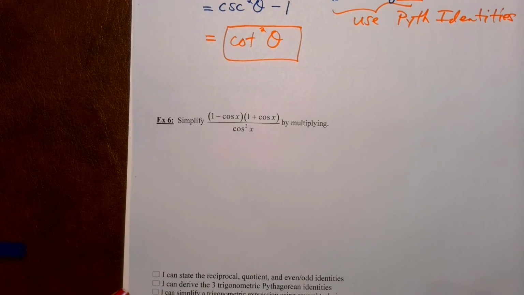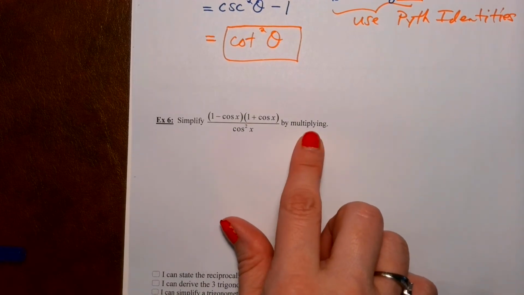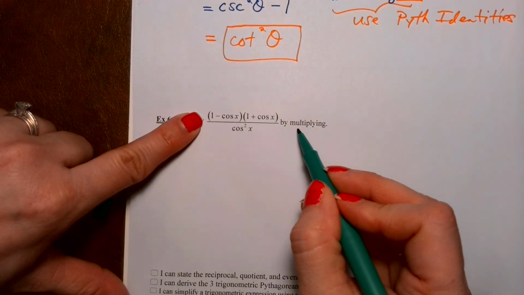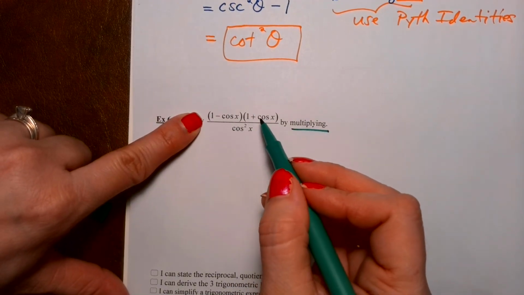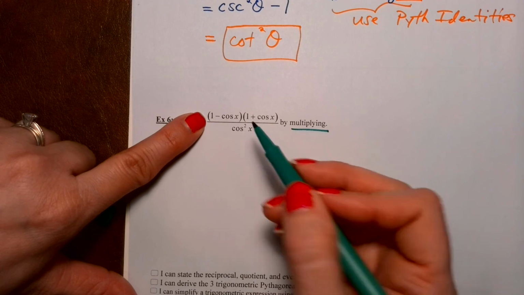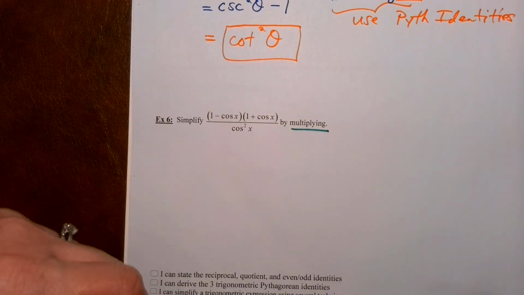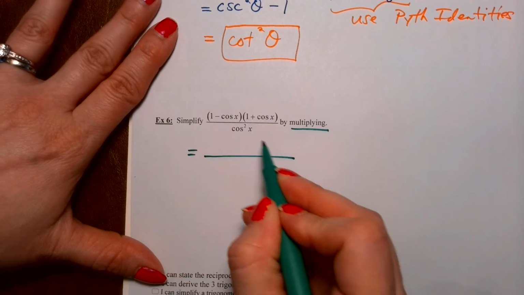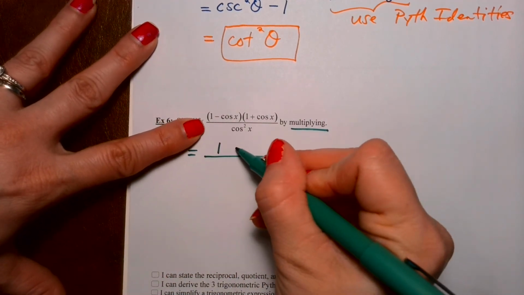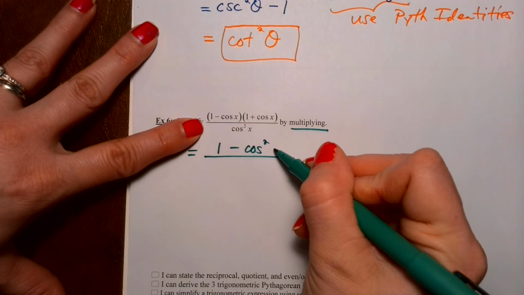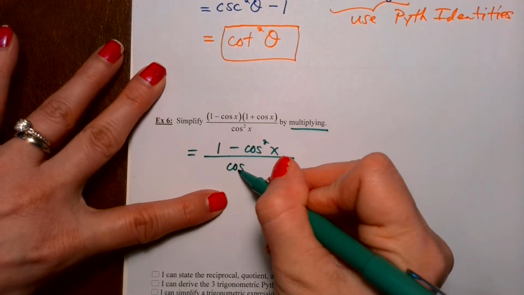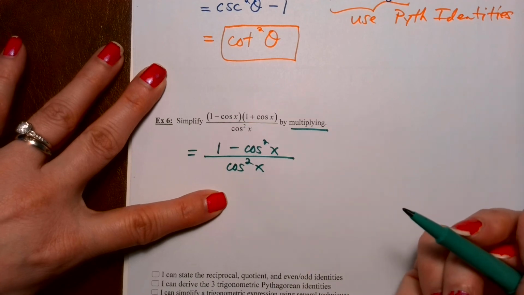Okay, the last one here gives us a hint. They want us to multiply. Why do you think they want us to multiply these things? Because they're difference of squares. Okay, we probably could have come up with that without the hint, right? So in the numerator, we're going to get 1 minus cosine squared of x. And in the denominator, we have cosine squared of x.